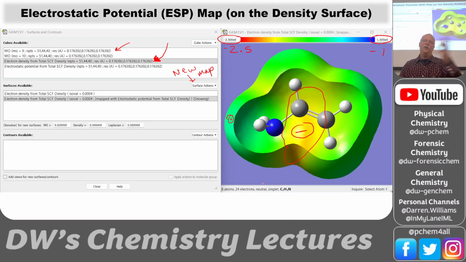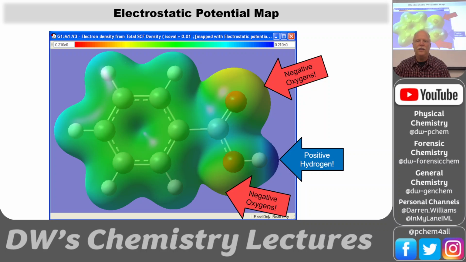And that makes sense. This molecule would hydrogen bond. It's an NH2 group. It should hydrogen bond. It's not very positive. It's really just less negative. But still, that's what we have in this molecule. So that's an electrostatic potential map, ESP, on a density surface. Here's one that's even better.